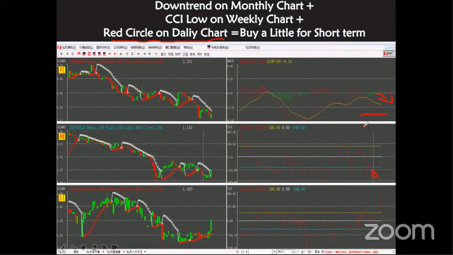So we can buy some, which means we cannot buy too much, right? Cannot go full position or even half of your position, maybe just 30% of your capital. So this also explains the question of why this triple screen trading system can help us solve the position management or fund management problem, right?